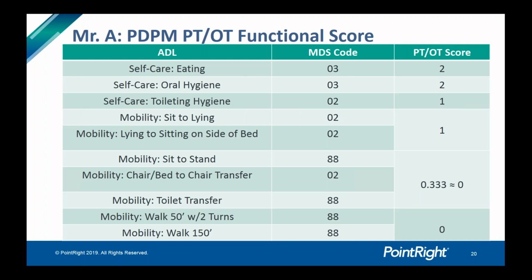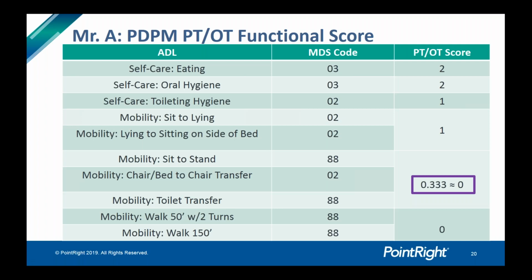Now, how does this come out in the score? Well, it's easy to add up 2 and 2 and 1, and we have 5 so far. Now we have to average out the mobility items for bed mobility. This is easy because there's only 2 items, so you're averaging them out. It comes out to an average score of 1. Now the mobility at the bottom is easy because it didn't occur, so we've got a 0. Here's where the funky math comes in, because for the transfer items, you're averaging out 3 items. So it's not going to come out very easy.